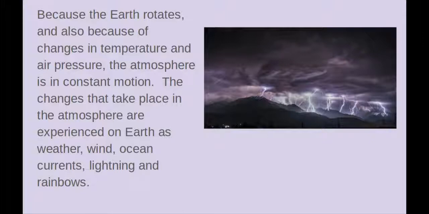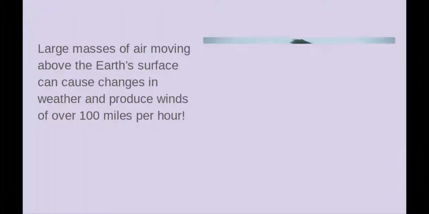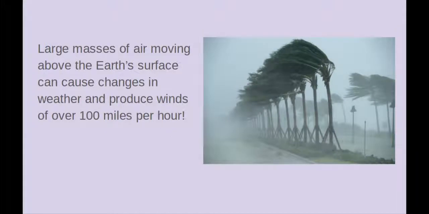Because the Earth rotates, and also because of changes in temperature and air pressure, the atmosphere is in constant motion. The changes that take place in the atmosphere are experienced on Earth as weather, wind, ocean currents, lightning, and even rainbows. Large masses of air moving above the Earth's surface can cause changes in weather and produce winds of over 100 miles per hour.